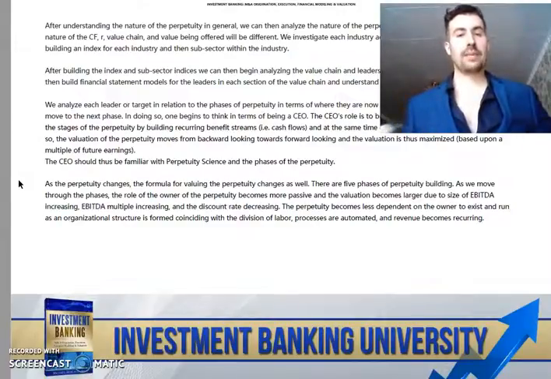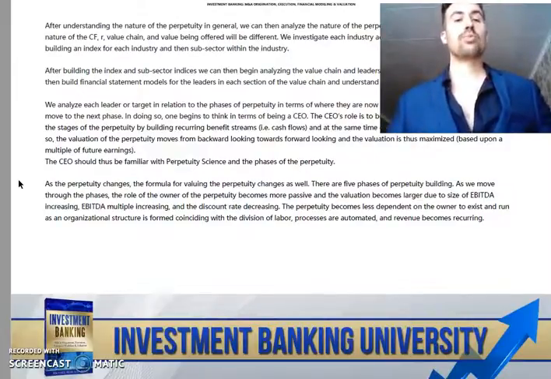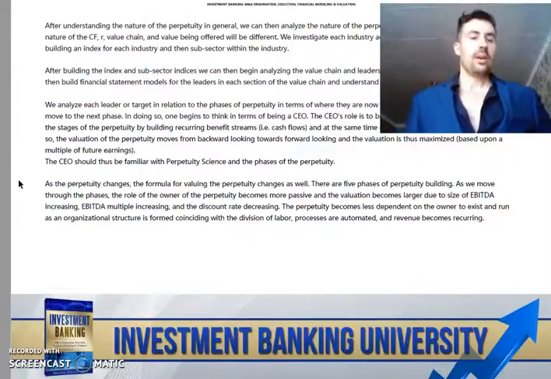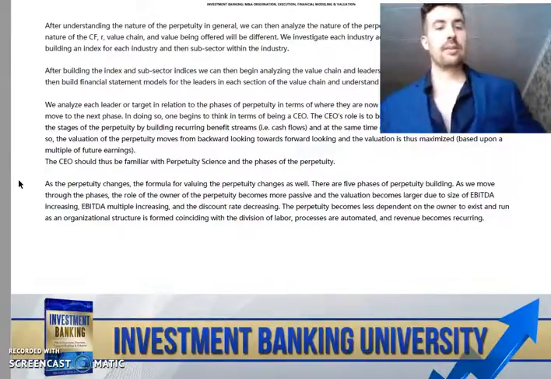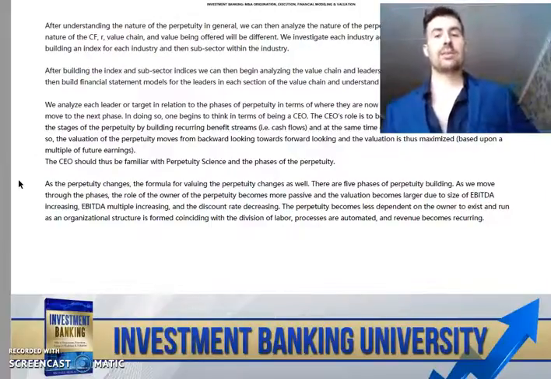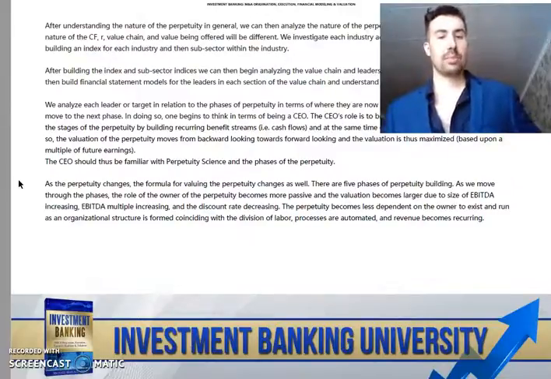We will in fact be doing something called benchmarking, and benchmarking means separating companies into groupings based upon the phase of perpetuity that they're in. We then can build financial statement models for the leaders in each section of the value chain and understand the drivers of performance. We analyze each leader or target in relation to the phases of perpetuity in terms of where they are at now and the steps that are needed to be taken to move to the next phase.